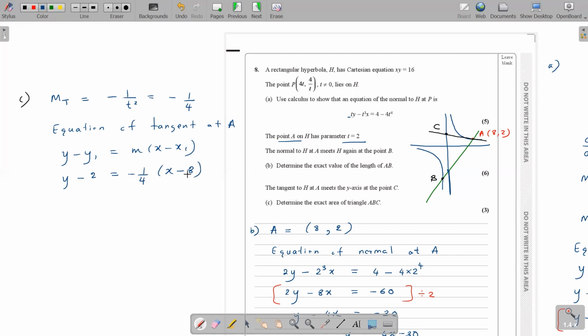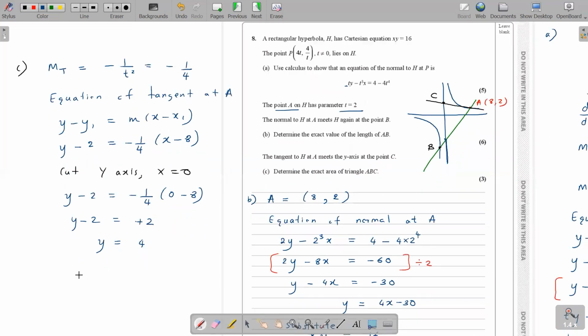Now, do they ask us at any point to get the equation of the tangent at A? No, I just need to find the place where this tangent cuts the y-axis. So you don't need to simplify, make y the subject and try to make this beautiful. All you have to do is, when you cut the y-axis, what do you have to set? Set x to 0 in this equation at this point itself, so that you save a lot of time. So here x is 0. So y minus 2 equals minus 1/4 into minus 8, which is plus 2, which gives you y equals 4. Do you agree with me? So then I have the coordinates of C. What's the C coordinate? X is 0, y is 4.